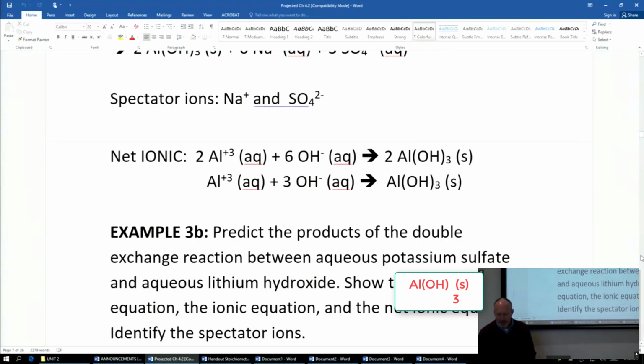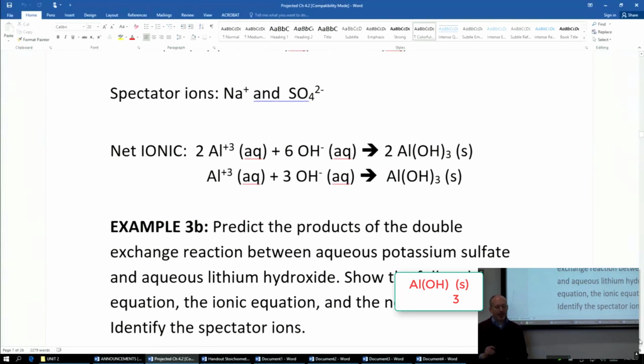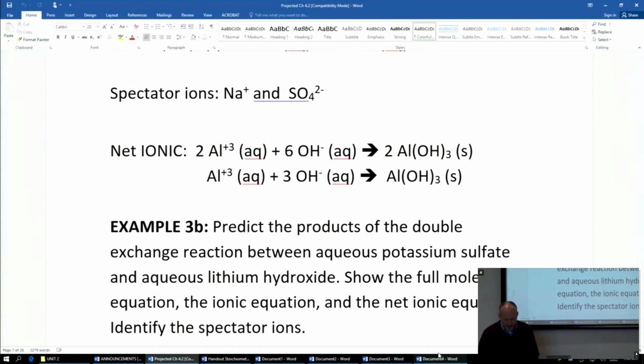All right, let's look at 3B. Practice, practice, practice. Predict the products of the double exchange reaction between aqueous potassium sulfate and aqueous lithium hydroxide. Show, as before, the full molecular equation, the ionic equation, and the net ionic equation. Identify the spectator ions. All right, so we're going to do the same steps that we carried out previously.